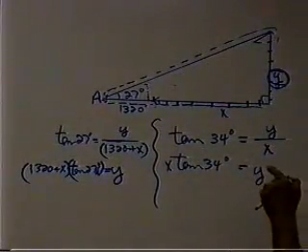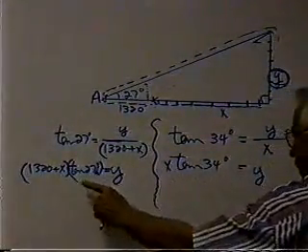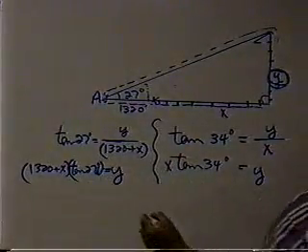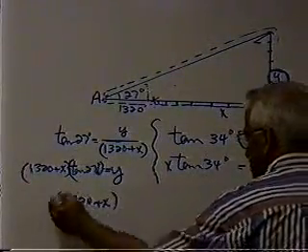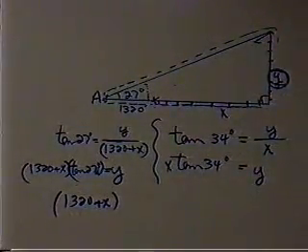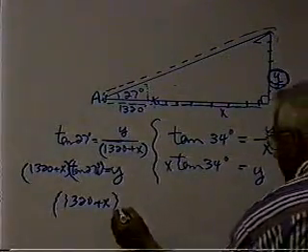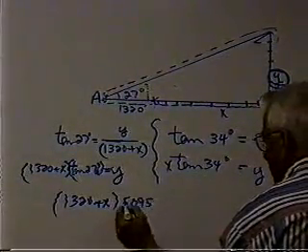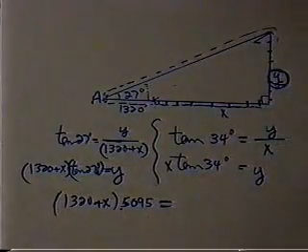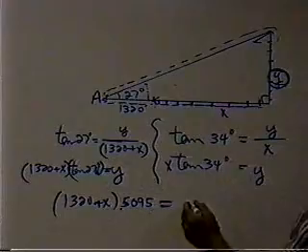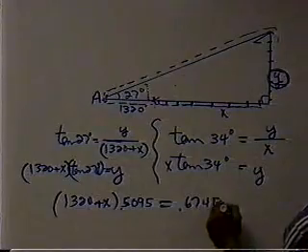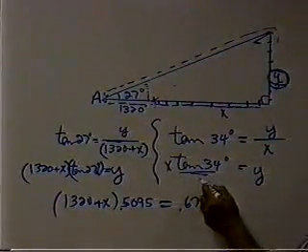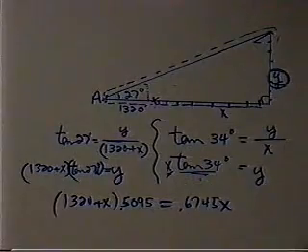Oh, great, look, look, look. y is equal to this, y is equal to that. So we can say this is equal to that. So we can come down and say 1320 plus x times the tangent of 27 degrees, which is 0.5095. That is y. This is equal to the tangent of 34, which is 0.6745. Tangent of 34 is 0.6745 times x. Oh, we've got an equation with x, so we can go solve for x.